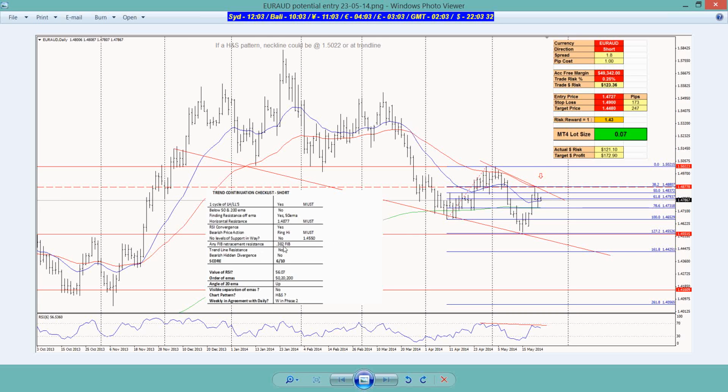So then you've got 2 more yeses, and now you're looking at 8 out of 10. And the only no's are that the 5200 is the wrong way up, which you've correctly identified, and that there's no hidden divergence, which you also correctly identified. So that gives you 8 out of 10, and that might make you feel a little more confident.